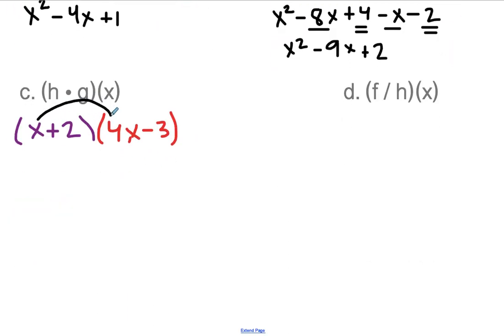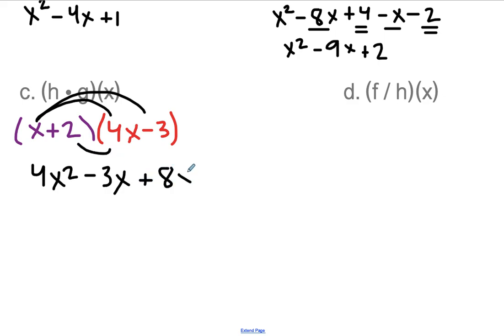So x times 4x is going to give me 4x squared. X times negative 3 gives me negative 3x. 2 times 4x gives me 8x. And 2 times negative 3 gives me negative 6. Combine your two middle terms, and we get 4x squared plus 5x minus 6.